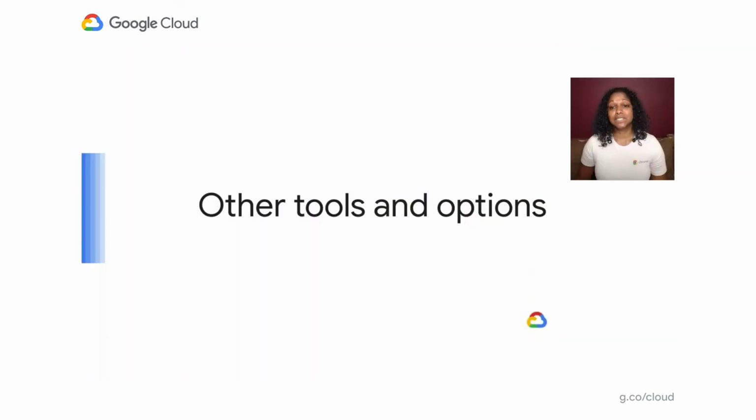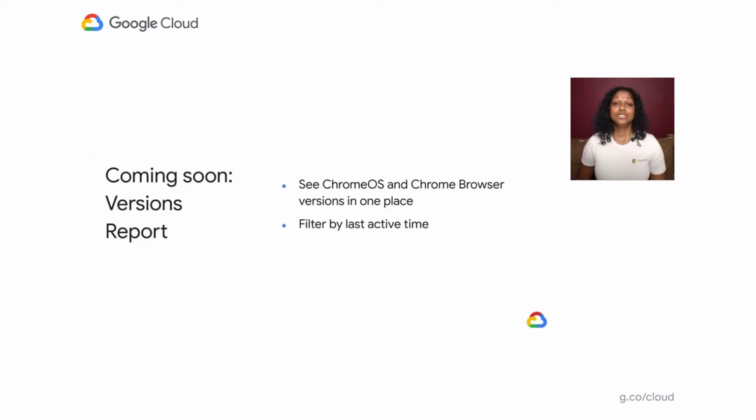In addition to the main options we've already discussed to help set up those three update management strategies, here are a few more levers that you can pull to fine tune Chrome updates. Soon, we'll be adding a new report to the Google Admin Console that lets you see Chrome OS and Chrome browser versions in one place and filter by the last active time. Here's a short preview of what that's going to look like.